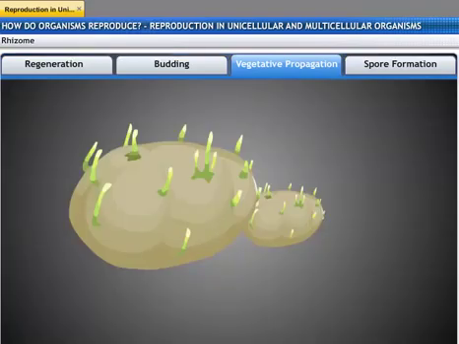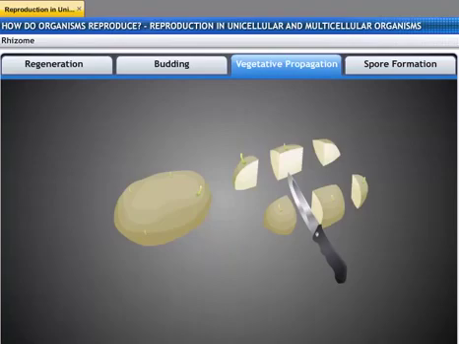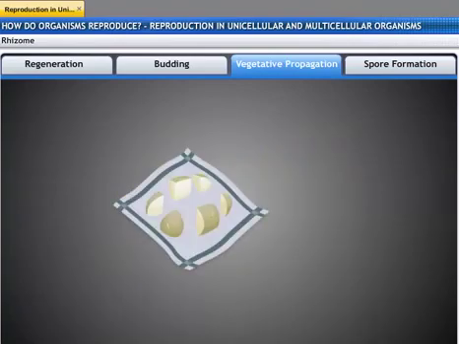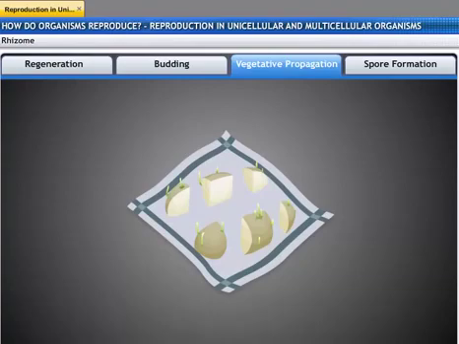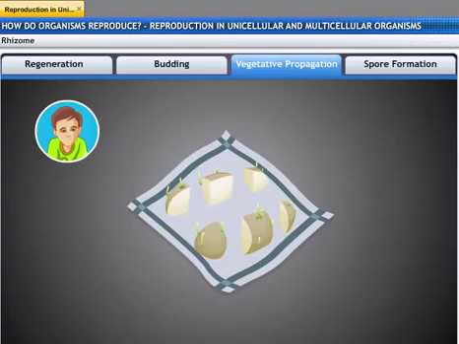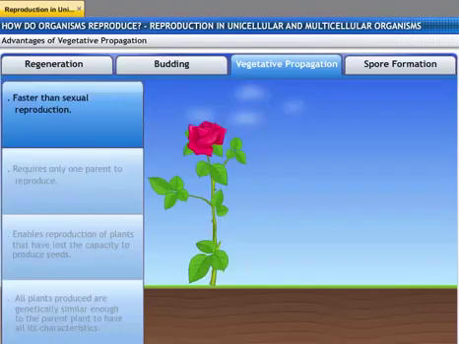Look at this potato here. See those buds and notches? If you cut a potato into small pieces, each with a bud or a notch, and place them on a moist cotton piece, each piece could produce a new rhizome in a few days. That's quick. Don't seeds take a long time to produce new plants?